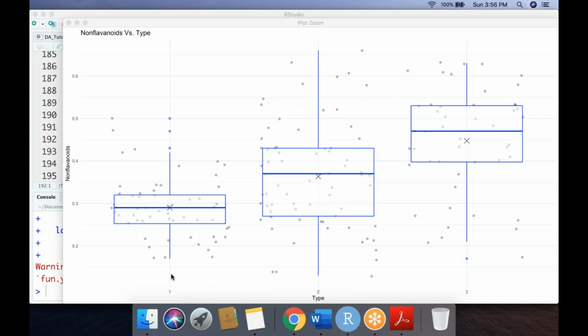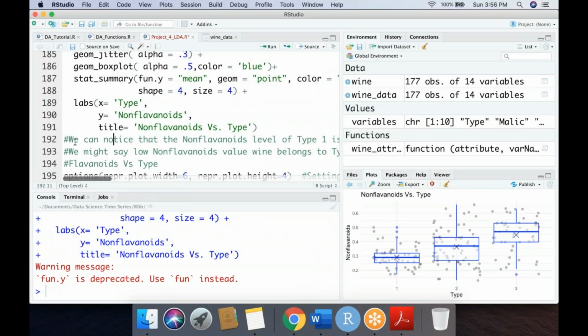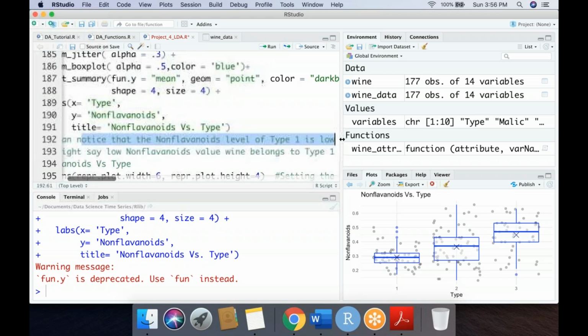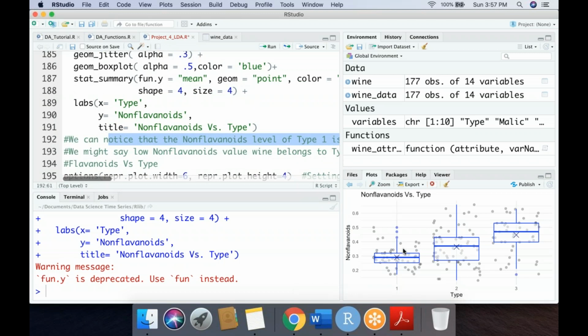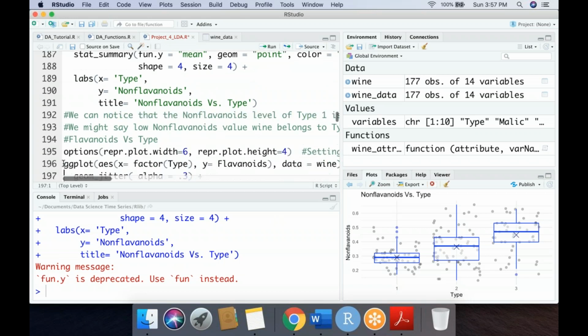But at the same time, we can see a minimal phase separation in the case of 1 and 2, and 1 and 3, not too much, because 2 again has a wide range. That is the same thing I have captured over here, that we can notice the level for type 1 is low, and that is the only takeaway. Basically, if the values are low, then it will probably classify as type 1. That's it. Not much help, as you have rightly said.